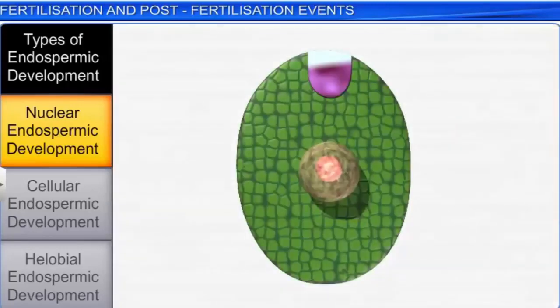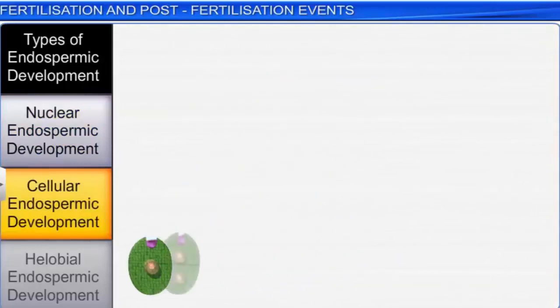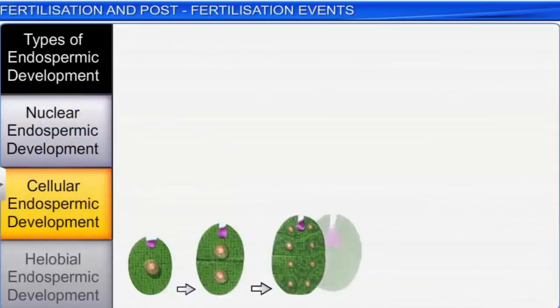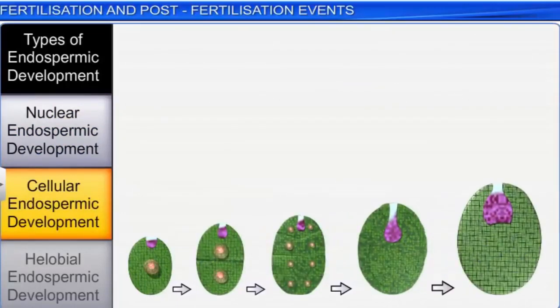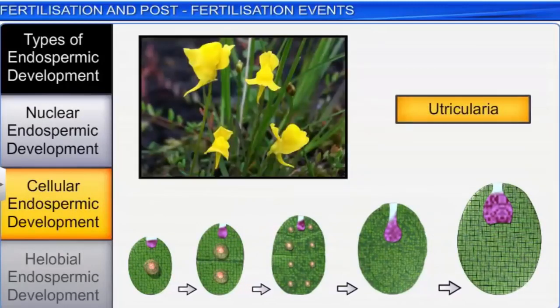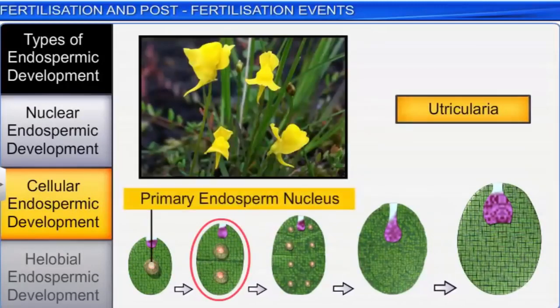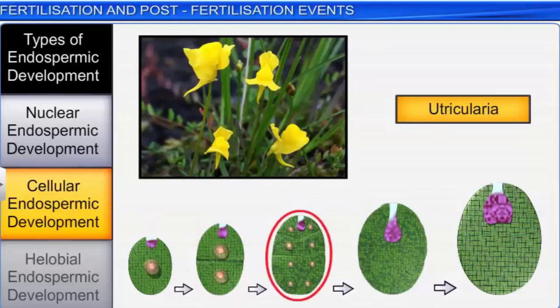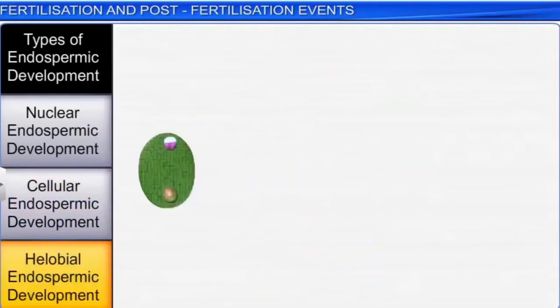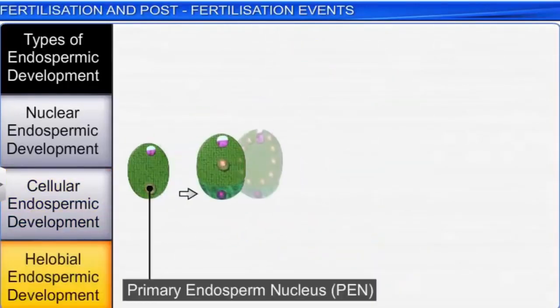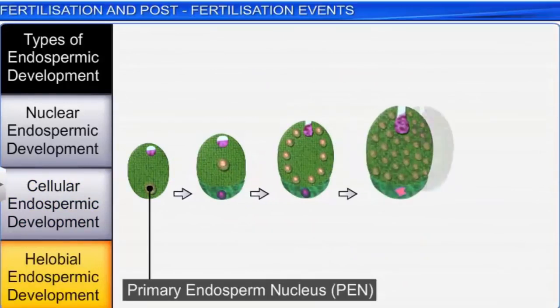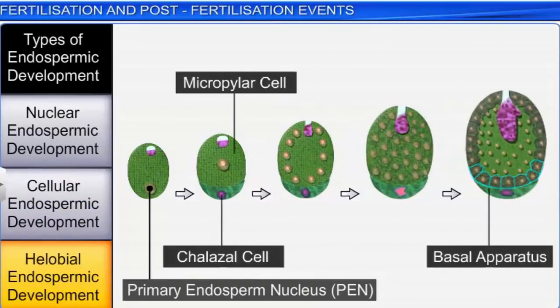In the case of cellular endospermic development, which is seen in plants such as Utricularia, the division of the primary endosperm nucleus is immediately followed by cytoplasmic divisions. Halobial endospermic development, on the other hand, is an intermediate type of development where half the cells develop in cellular mode and the other half undergo free nuclear divisions.